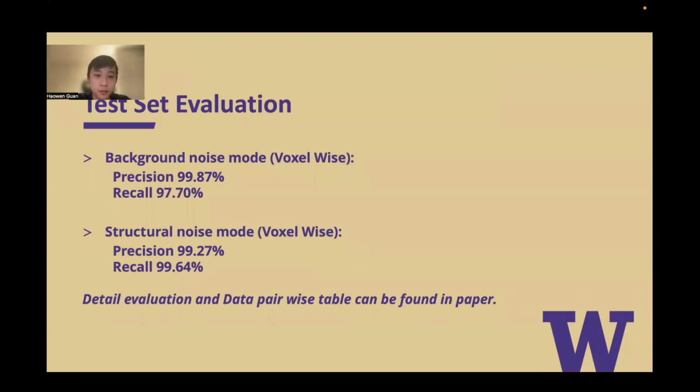To evaluate our model's performance and generality, we further collected 349 density maps from the cryo-EM databank, which were newly deposited after we built our training dataset. In the background noise mode, our model achieved a precision of 99.87% and a recall of 97.7%. With the structural noise mode, our model achieved a precision of 99.27% and a recall of 99.64%. Detailed evaluation and an explanation of the data pair-wise model can be found in the paper.